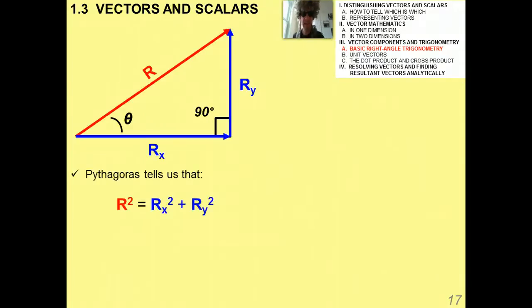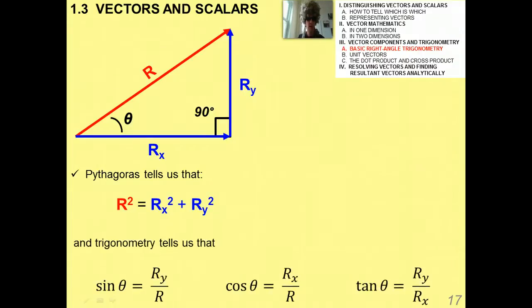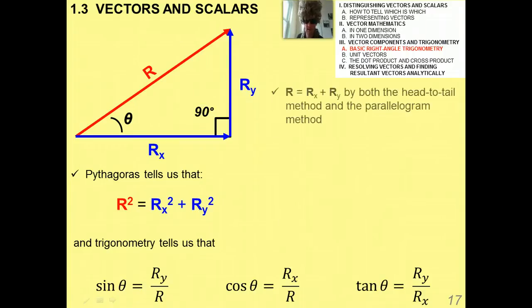So let's go back to this diagram. You know about basic right-angle trigonometry. The Pythagorean theorem tells you that rx squared plus ry squared equals r squared. And so if we want to find r, we take the square root of the right-hand side. Trigonometry tells us the following. The sine of theta is the opposite side over the hypotenuse, which is r sub y over r. The cosine of theta is the adjacent over the hypotenuse, which is Rx over R, and the tangent is the ratio of the opposite and the adjacent sides, which is, in this case, Ry over Rx. I'm assuming that you're good with that, that you know how to do that.